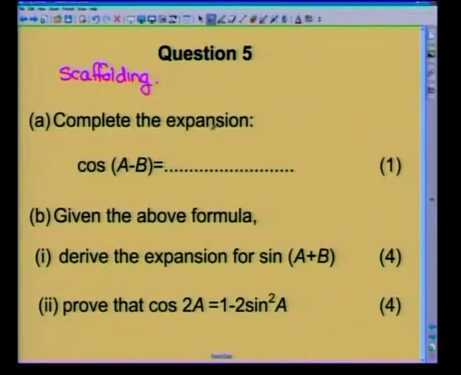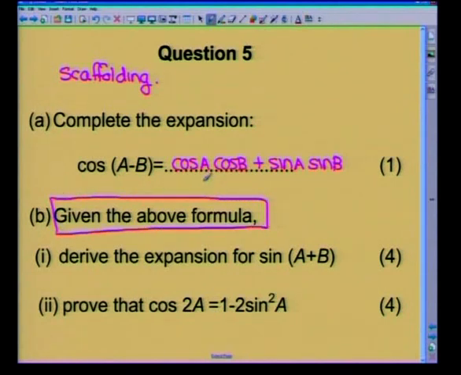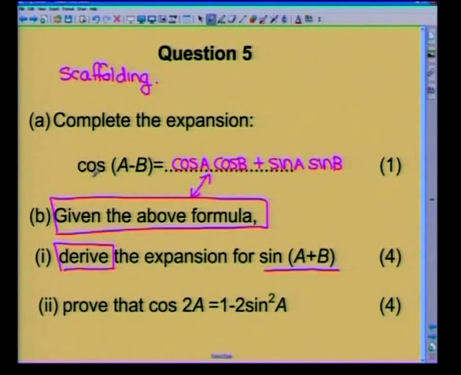And this is really very interesting. So let's have a look at it. Complete the expansion. Well, that's no problem. We know by now that will be cos A cos B plus sine A sine B. Now it says, given the above formula, in other words, using this, derive. What does that mean? Derive means from that formula, find a new formula. Find a new formula for sine A plus B. But hang on a moment, this formula is cos A minus B, and I'm asking for sine A plus B.